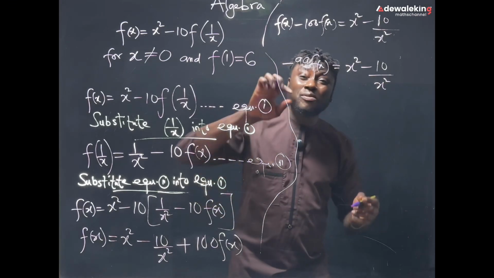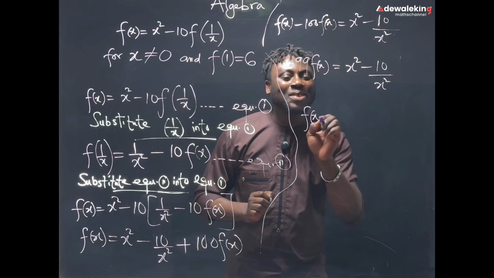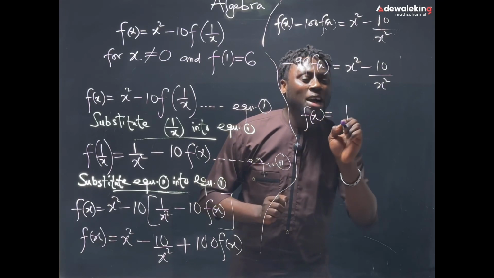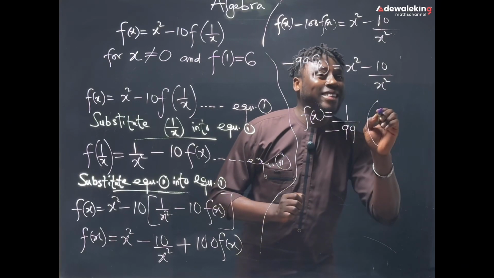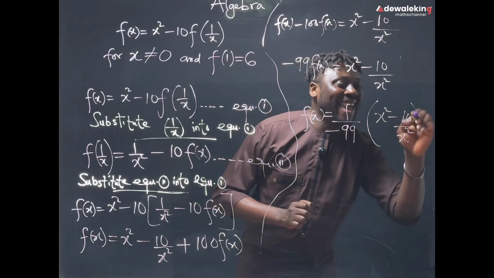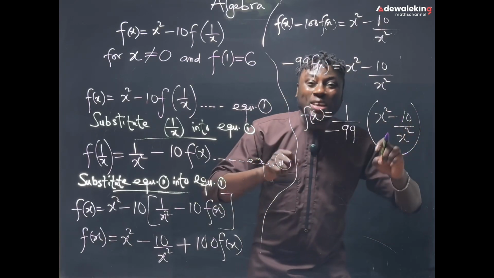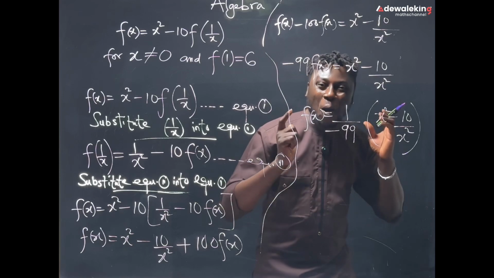From here, we can find the value of f of x as f of x equals 1 over minus 99 bracket x squared minus 10 over x squared. And this will be the closed form expression for f of x.